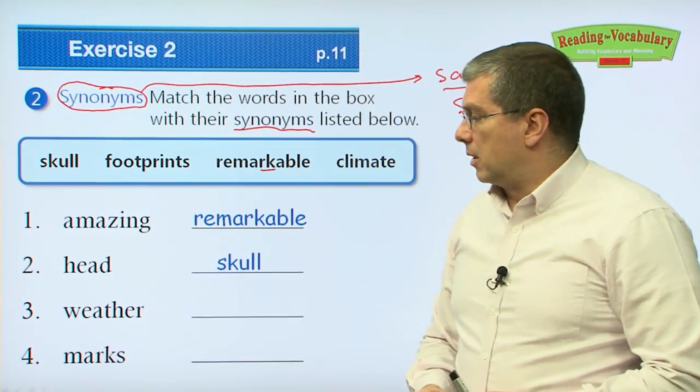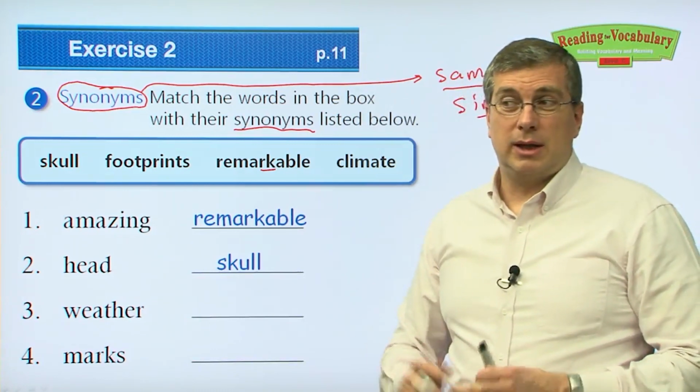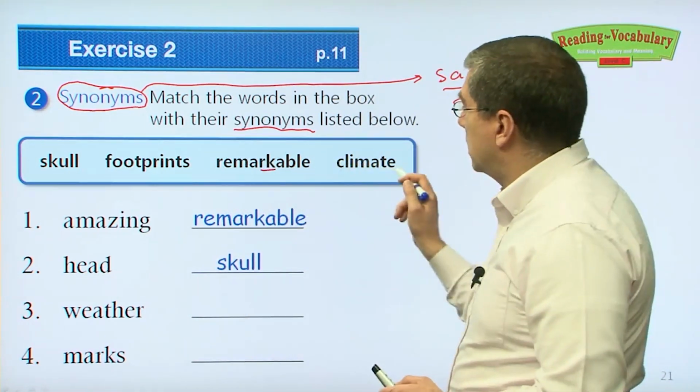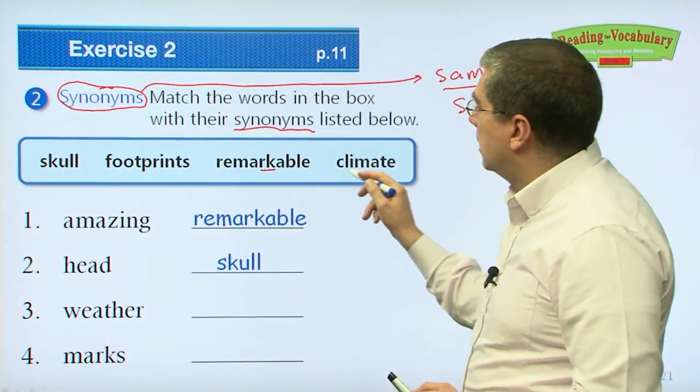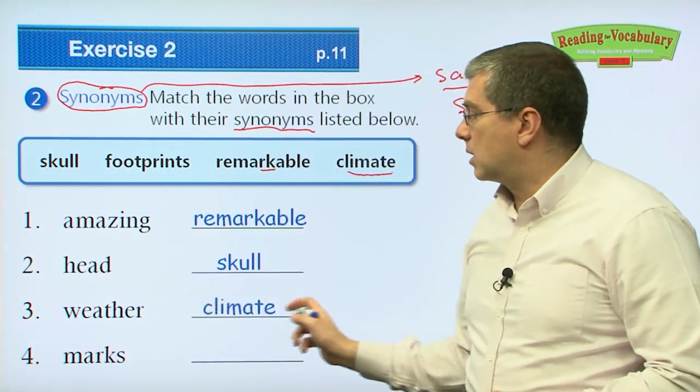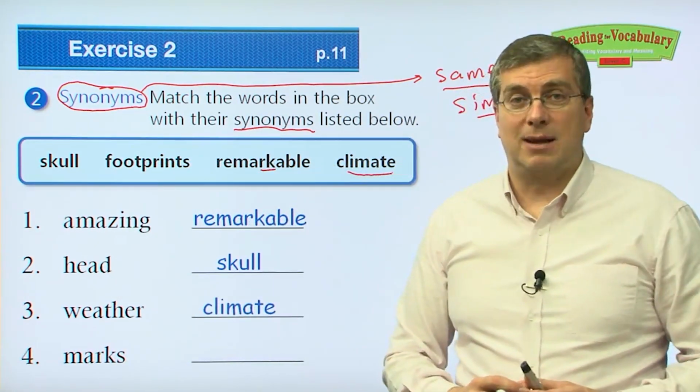Number three, weather. We're talking about the weather in a certain place, especially. What word has to do with weather? Of course, this word means weather: climate. Weather is climate.